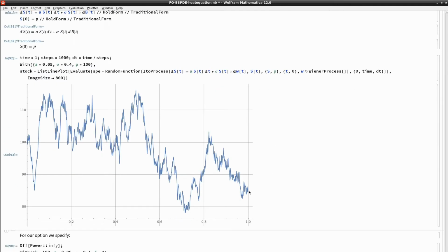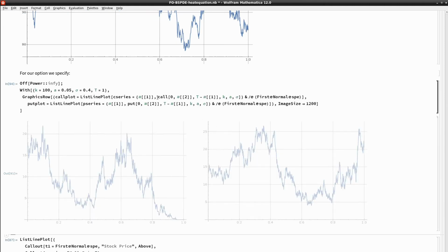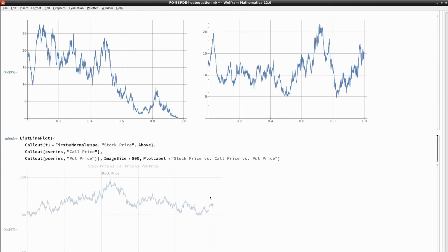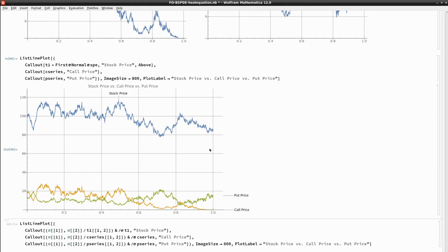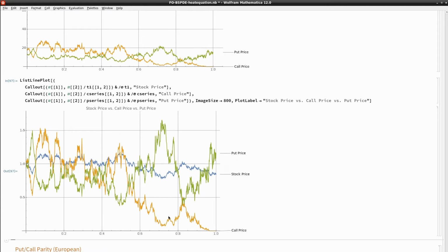Okay, I call this $85. The stock price ended at $85. So that's 15 below strike, and we see that the put ends at $15 and the call ends at 0. Let's put them together in a plot. We lost $15. That's the put value at the end. Calls are worthless.